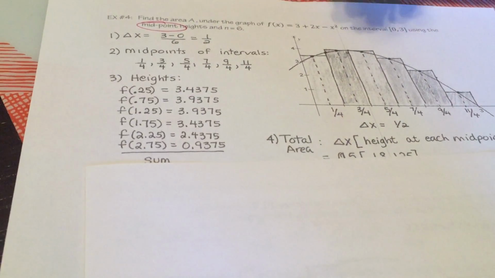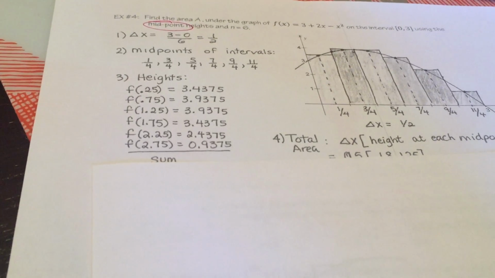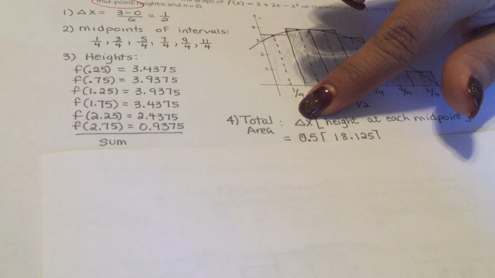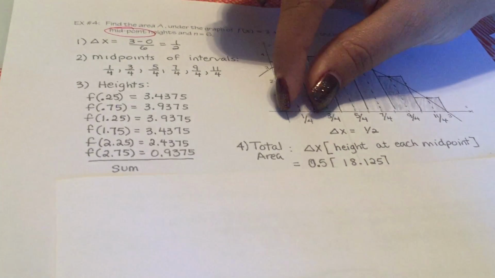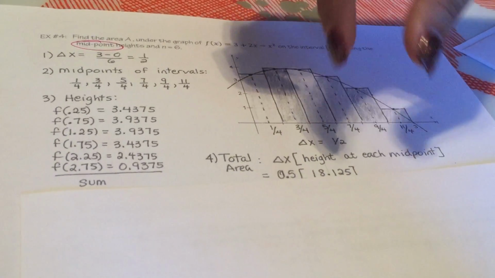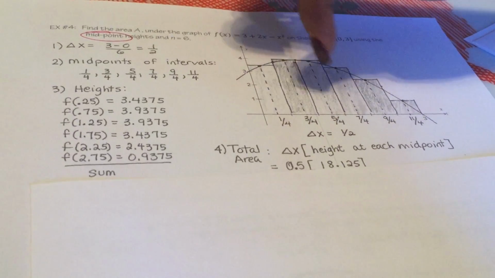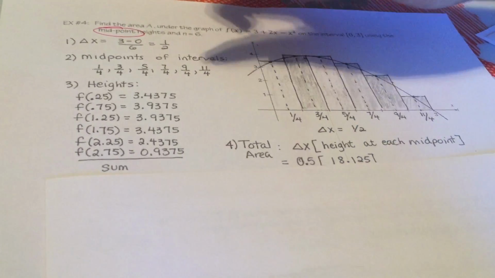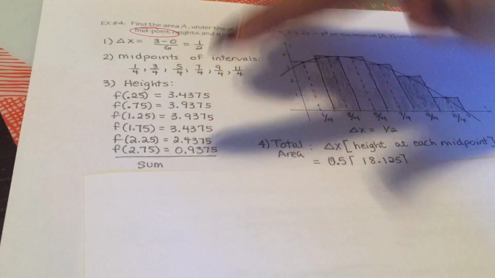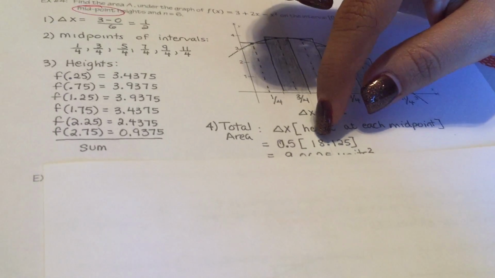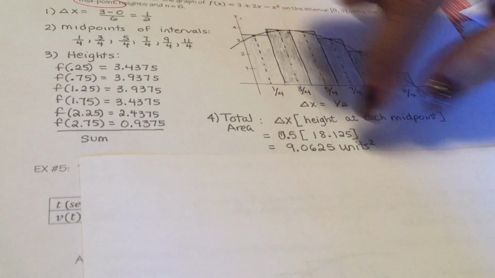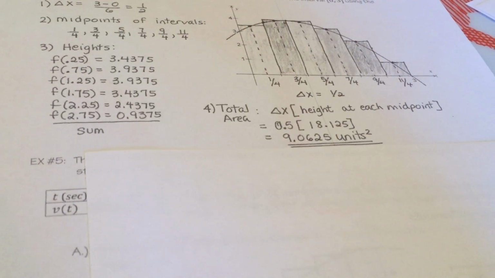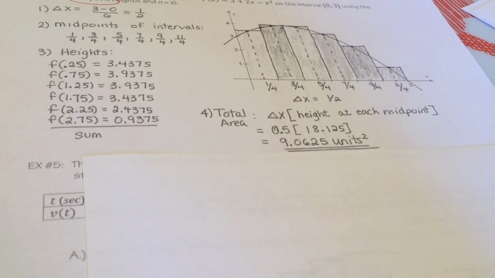And lastly, just like we've done before, to find the total area, our change in x, which is our base intervals, times the height of each of the rectangles. Well, our change in the intervals is 0.5. If we add up all the heights, that gives us 18.125. Multiply the 2 gives us an area of 9.0625.